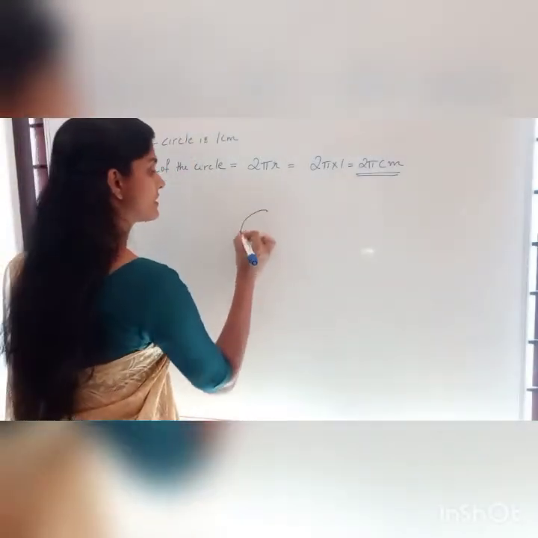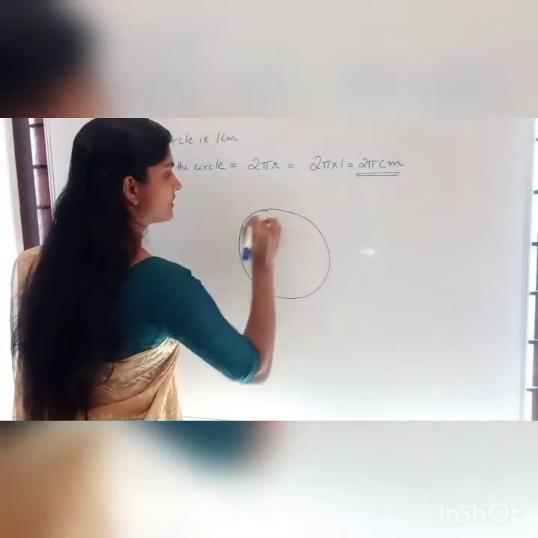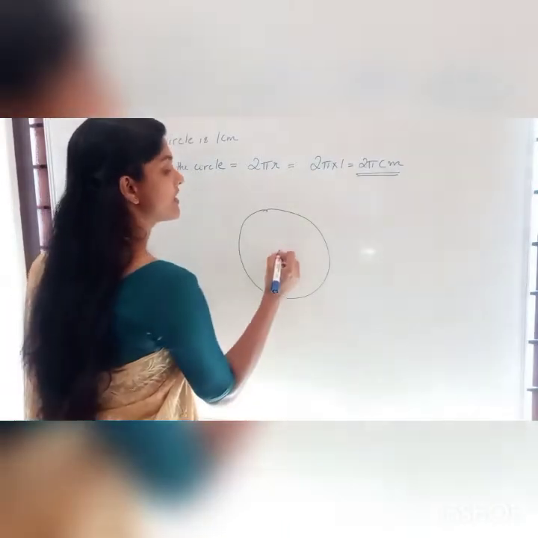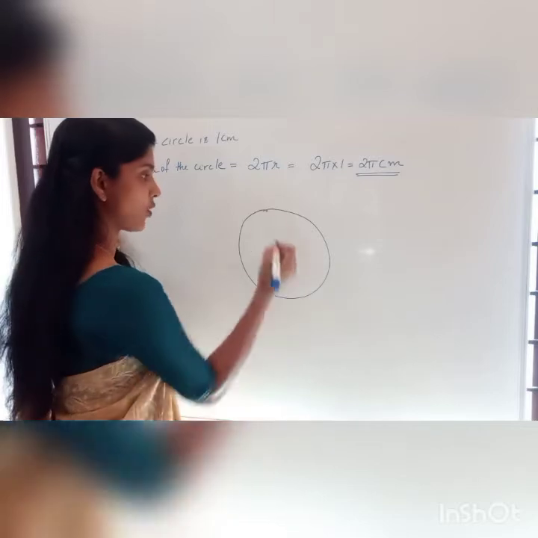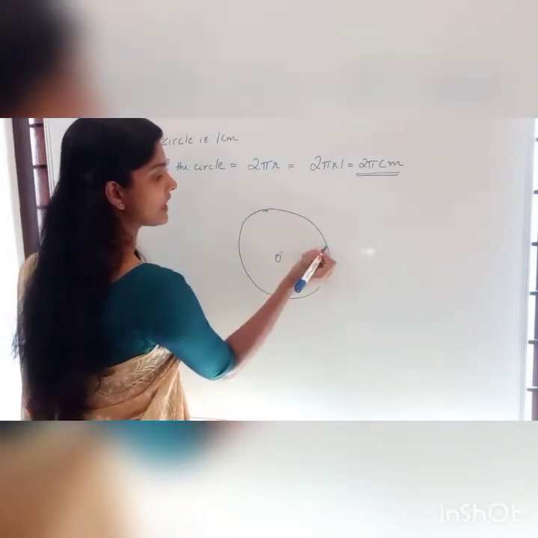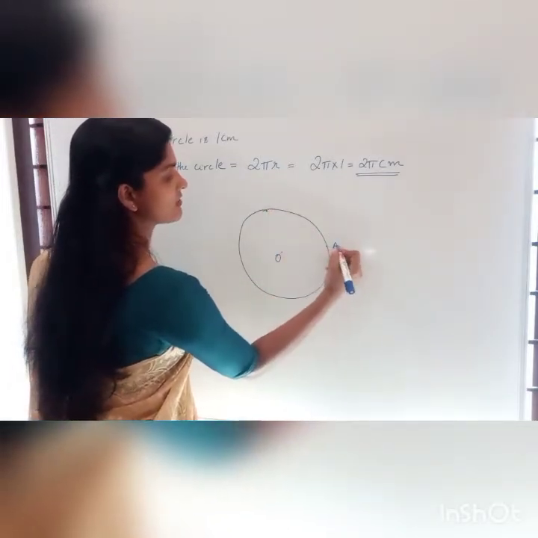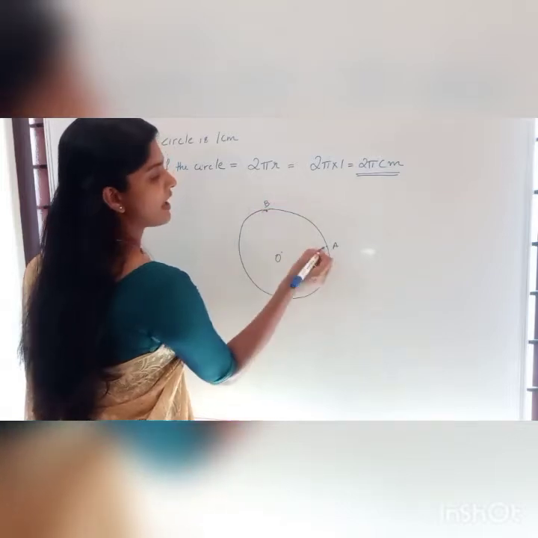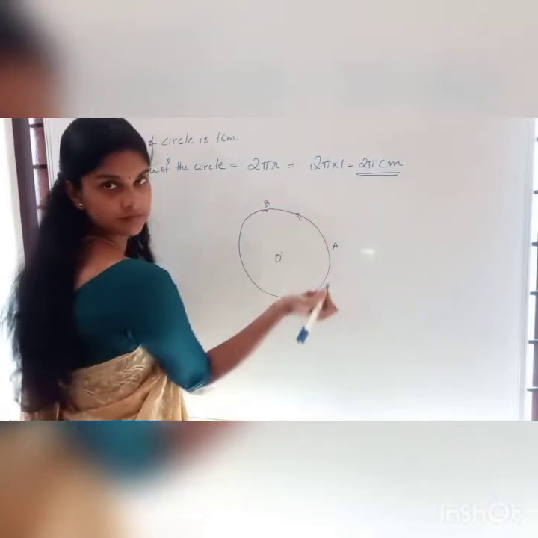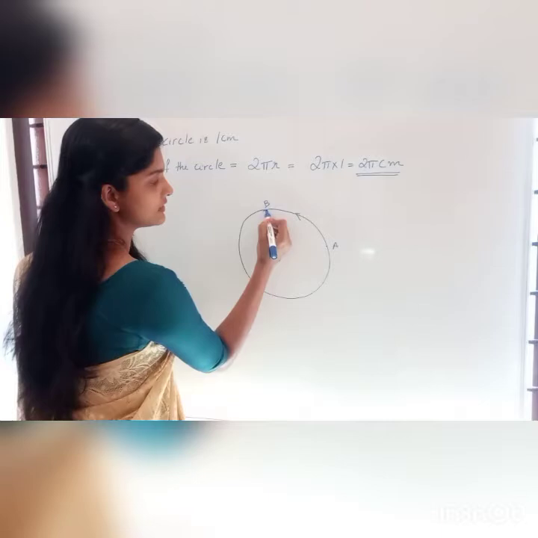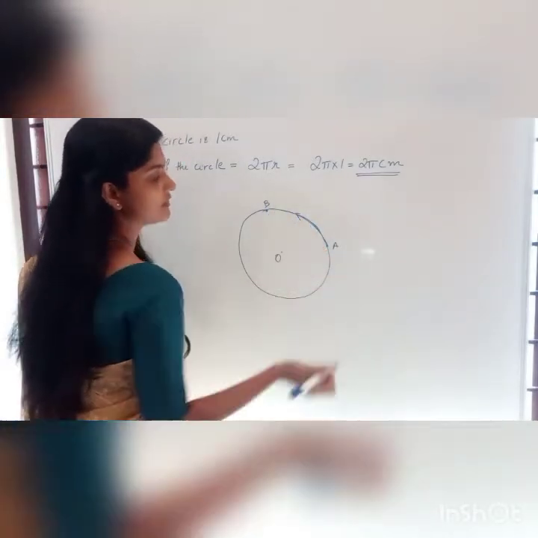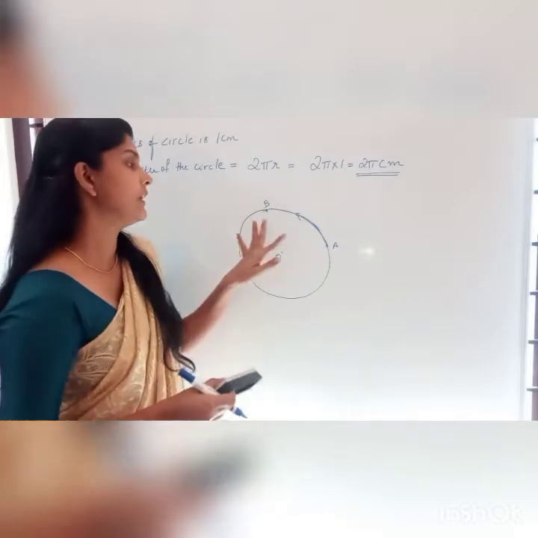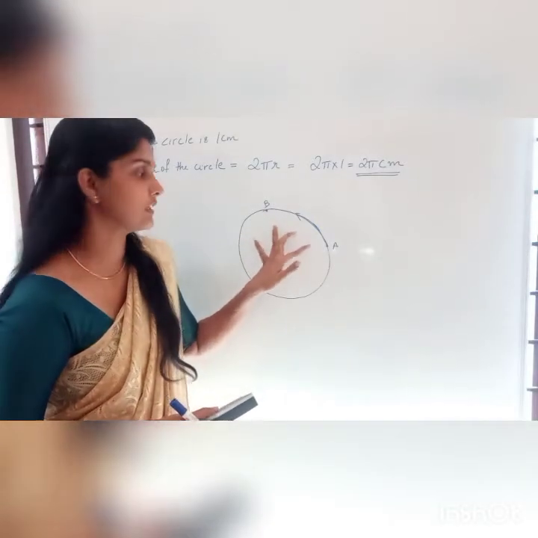If this is a circle and this is the center of the circle, we have named it as O. Now, if a point is traveling from A to P, okay, this part, this is called an arc. It is a part of a circle, right?